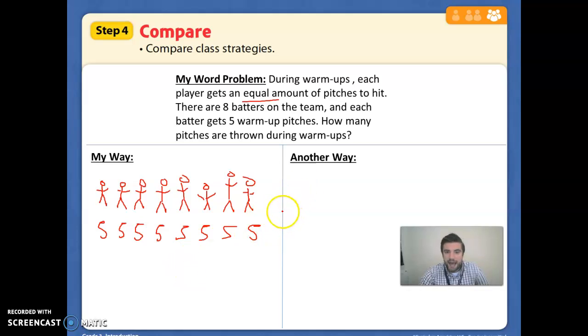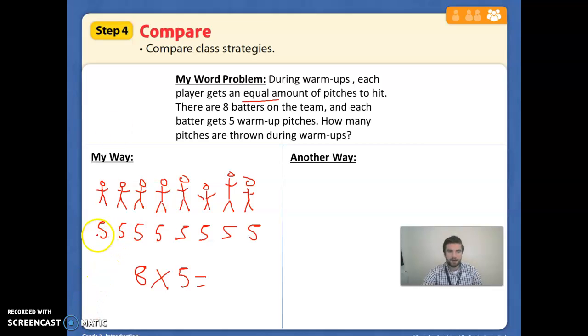And the question is, how many pitches total are thrown? So guess what? Whenever we're looking for a total number and we're adding up a bunch of equal groups, it's going to be multiplication. So our multiplication problem is 8 batters times 5 pitches equals how many? And since we have 5 in our multiplication problem, that means we can skip count by 5s in order to solve the problem. So here's how I would do it.